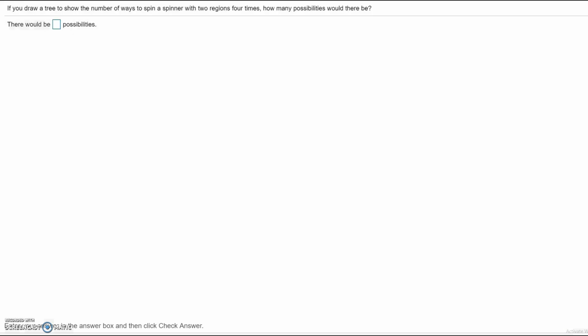But let's see if we can get a similar question. Okay, so if you draw a tree to show the number of ways to spin a spinner with 2 regions 4 times, how many possibilities would there be? We could draw our tree diagram and we would find that we would have 2 to the 4th, which is 16, or 4 times 4, which would give us 16 possibilities.